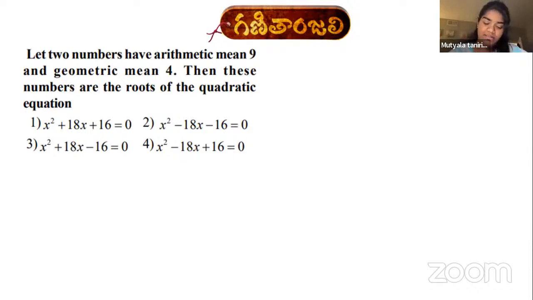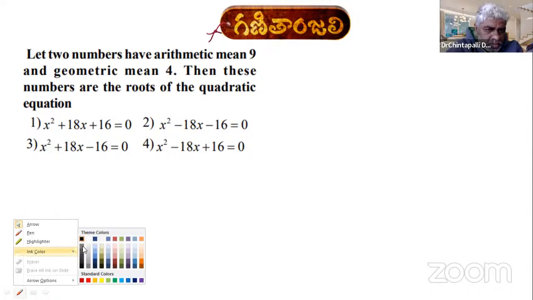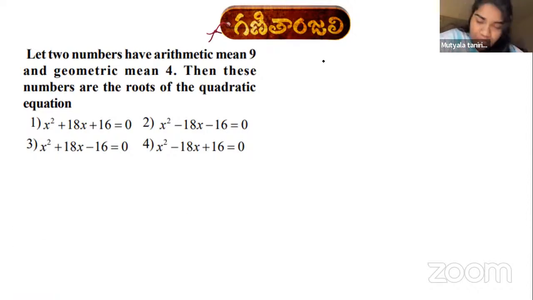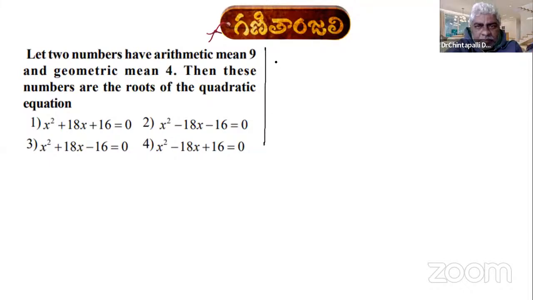See, what is the formula for arithmetic mean? That is the average of alpha and beta. Alpha plus beta by 2. Yeah, that's it. Arithmetic mean is shortly called AM. AM of alpha and beta.